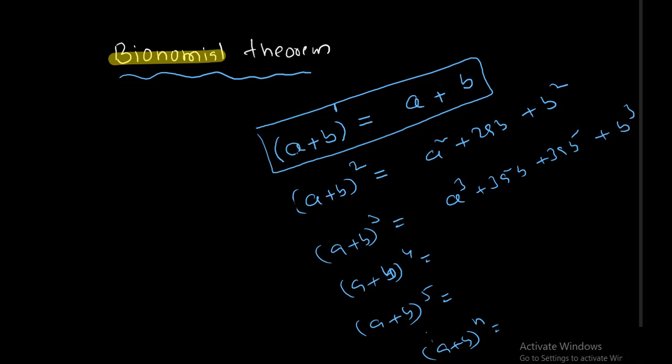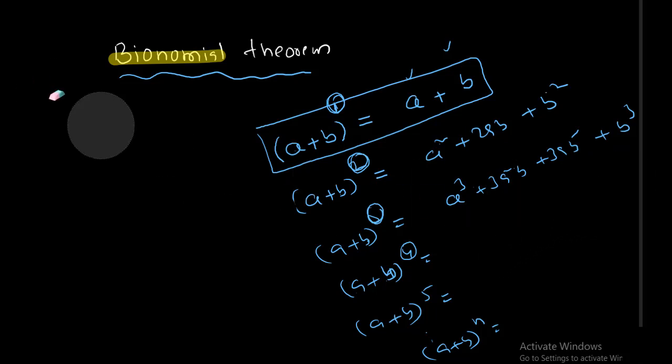Observation is important here. (a plus b) whole power 1: exponent is 1, we have two terms. (a plus b) whole power 2: exponent is 2, so observe 3 terms. (a plus b) whole power 3: exponent is 3, here 4 terms. (a plus b) whole power 4: obviously there should be 5 terms. What are the 5 terms? We don't know. (a plus b) whole power 5 contains 6 terms. What are those six terms? I can't say now.